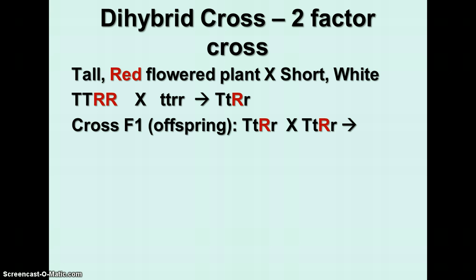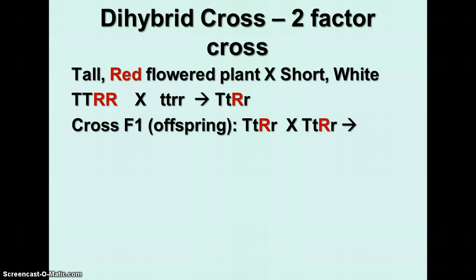So the tall red-flowered plant, true breeding, would be big T, big R, okay? And the true breeding short white plant would be little t, little r. Their offspring would all be heterozygous for both traits, big T, little t, big R, little r. And I'm going to indicate the red here with the color red to show you that when that is present, it's going to be red.